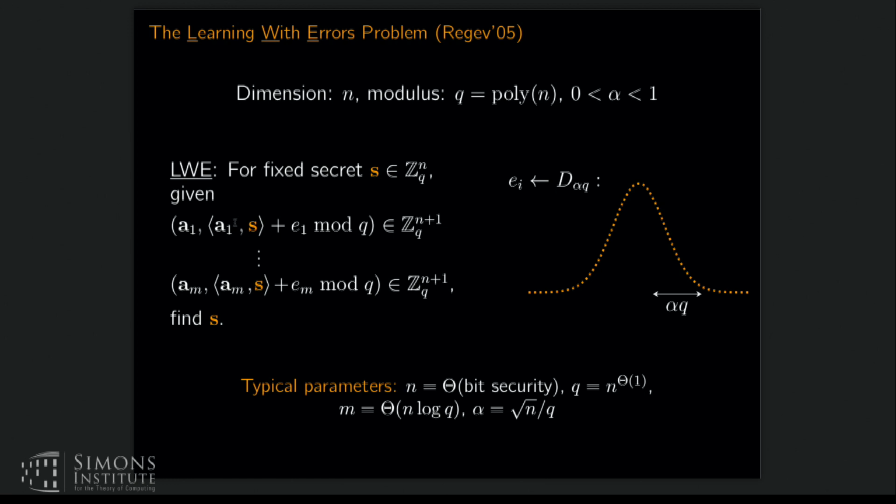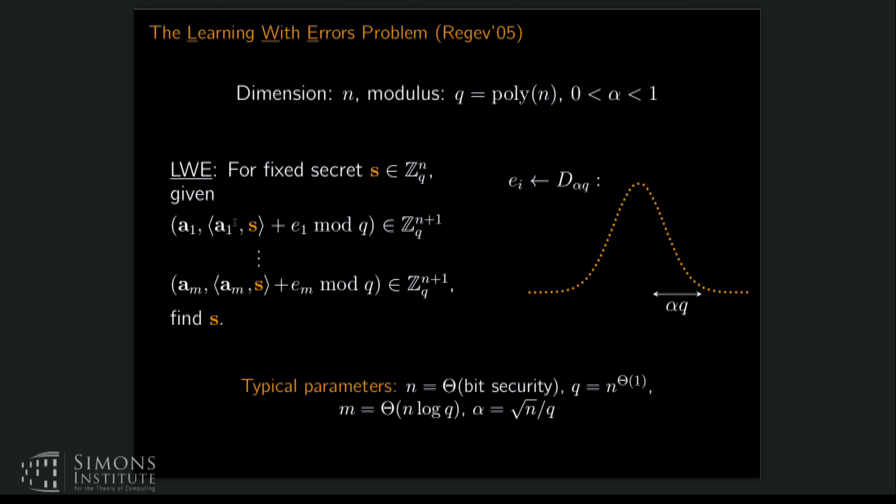You should think about the number of samples being such that S is uniquely defined, and that happens whenever m is slightly bigger than n log q. And the parameter alpha, which is between 0 and 1, is 1 over poly n; for proof reductions it will be square root of n over q. So it's 1 over poly n, for q being polynomial. So this is a classical problem.